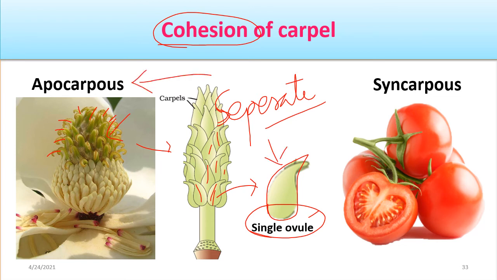Apo means free, carpous means ovary, and here syn means fused, carpous means ovary. So if you see, these are the ovules. I'll change the color. Here you can see this 1, 2, 3, 4, many are there, and they are fused here with the axis, and hence this is called syncarpous.